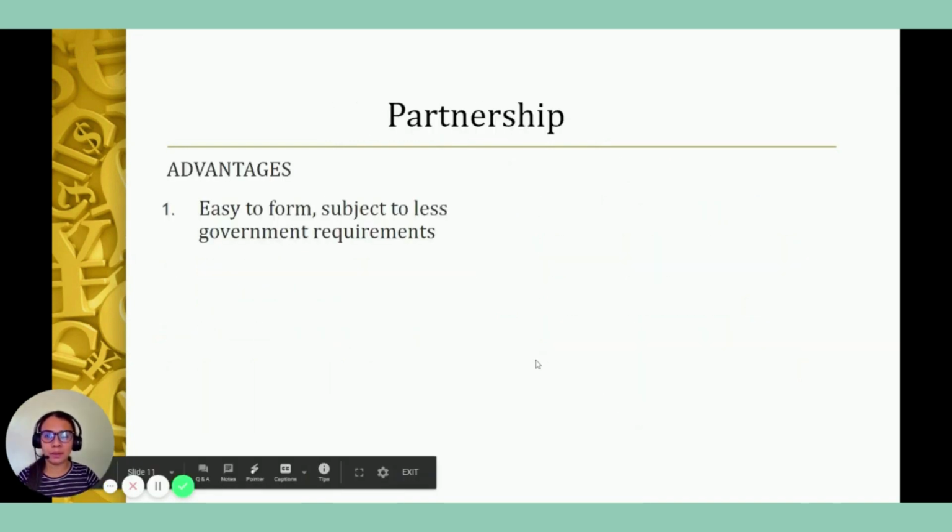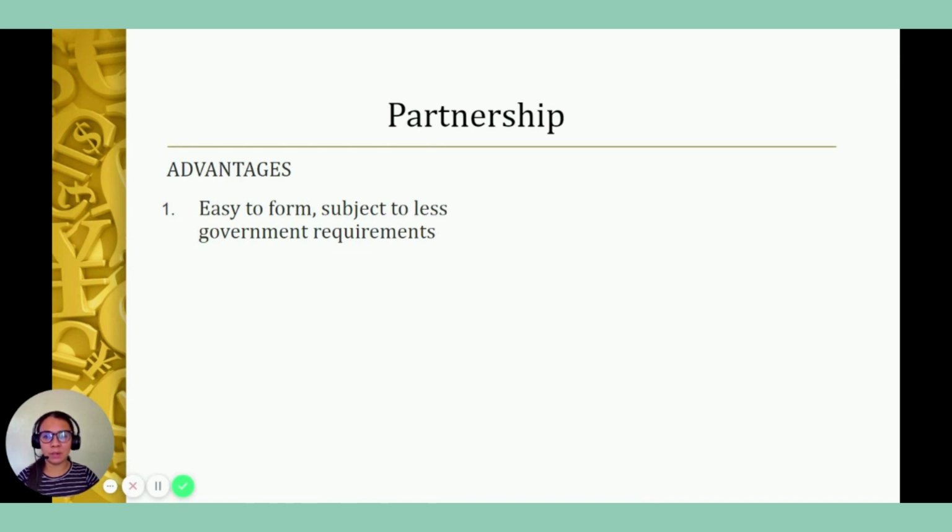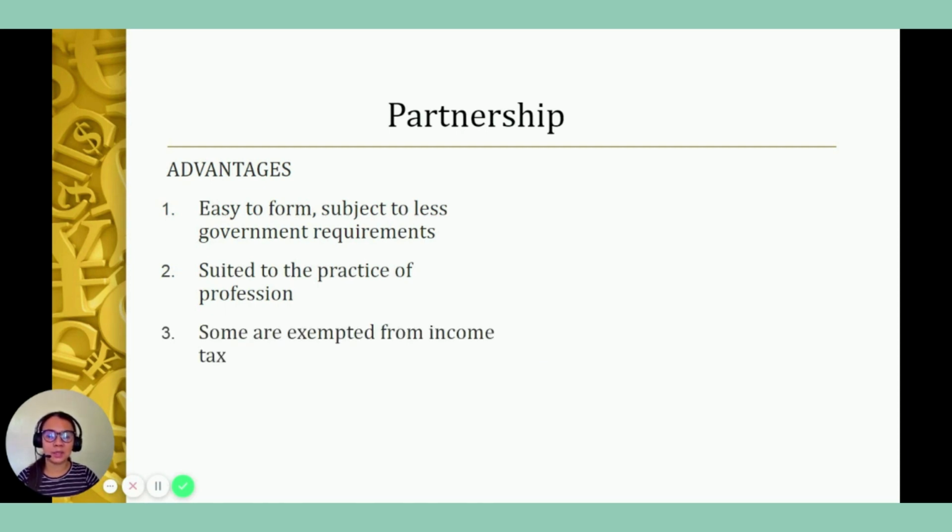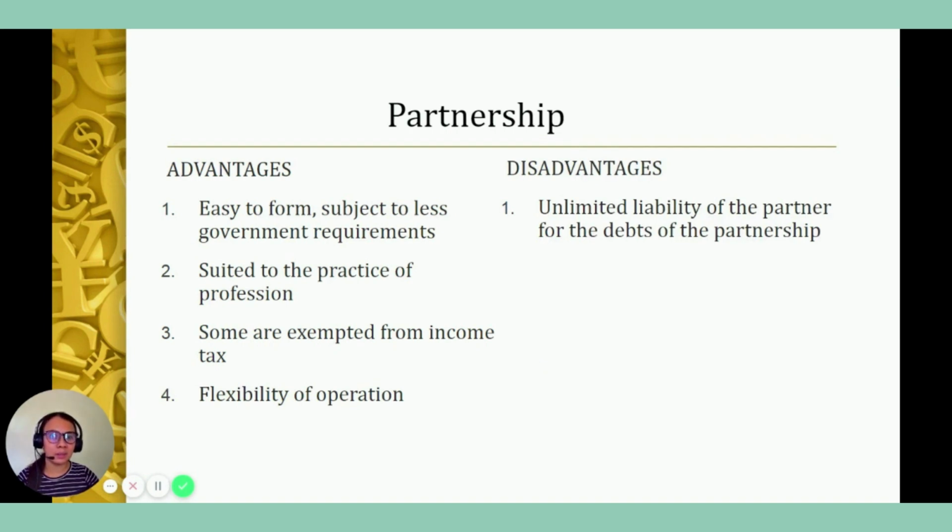Now, for a partnership, the good things about it would be it is easy to form and it is subject to less government requirements. It is suited to the practice of profession, and some are exempted from income tax, and also there is flexibility of operation. Now, the disadvantages, there's unlimited liability of the partner for the debts of the partnership if you are a general partner. There is limited term of existence. It depends only on what was stipulated by the agreement in the partnership. And there's limited capital, which is different from what the corporation has.